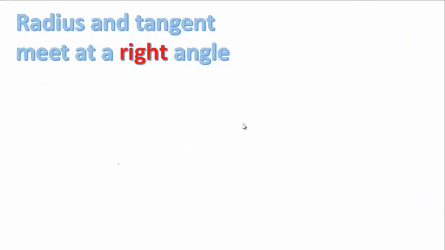Here, radius and tangent meet at a right angle. In this shape here, this is a tangent. We call it a tangent because it's touching the circle at one point only. At this point, if it's meeting with the radius, they must make a right angle, as you can see in the diagram.